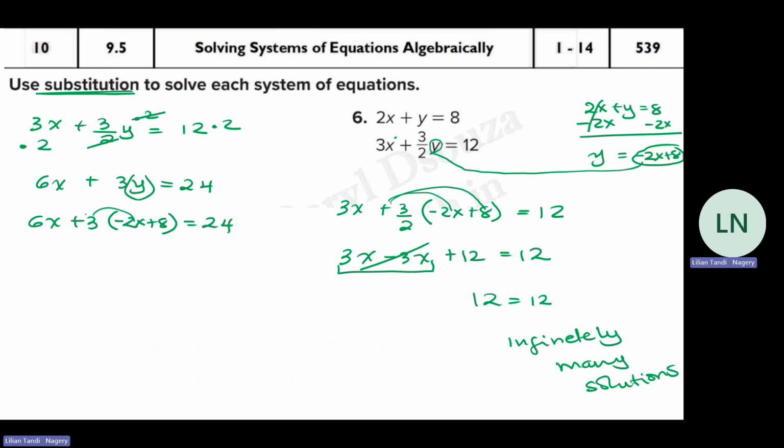So then I do the distributive property. I'll get 6x minus 6x. That already gave me 0. And then positive 3 times positive 8 will give me 24. So I am left with 24 equals 24. And still my answer will be infinitely many solutions.